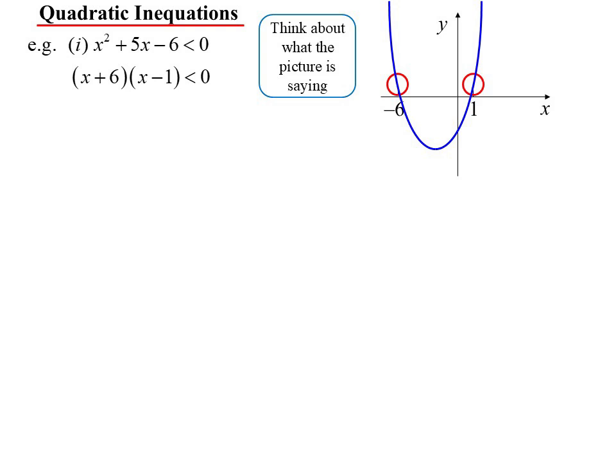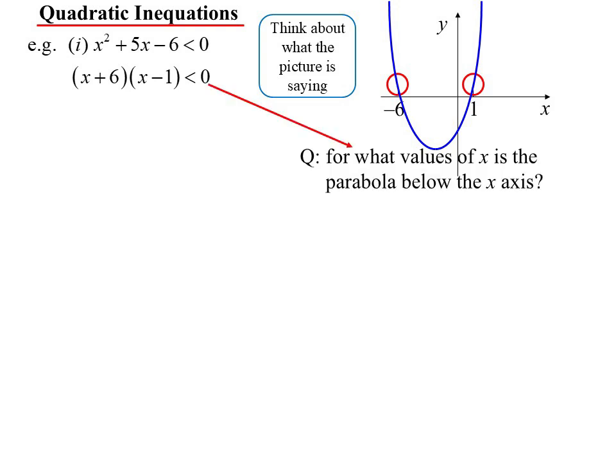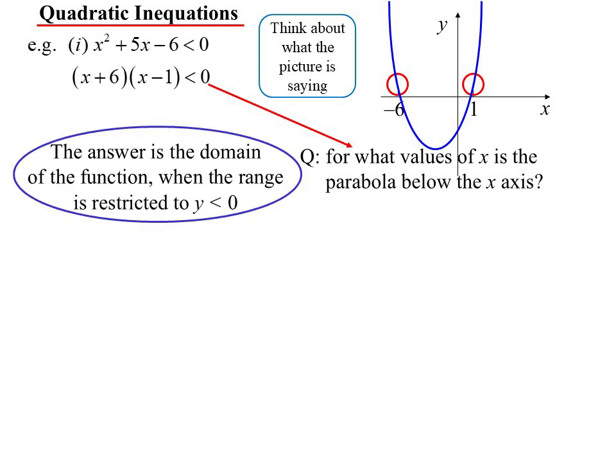But what is it saying? Well, it's basically saying, when is this negative? When is it below the axis? Well, it's this piece of the curve, but again, I'm only concerned with the x values. So really, I just want the domain of that function when the range is restricted to y is less than 0. Well, that would be in between -6 and 1. There's my solution. This one here.